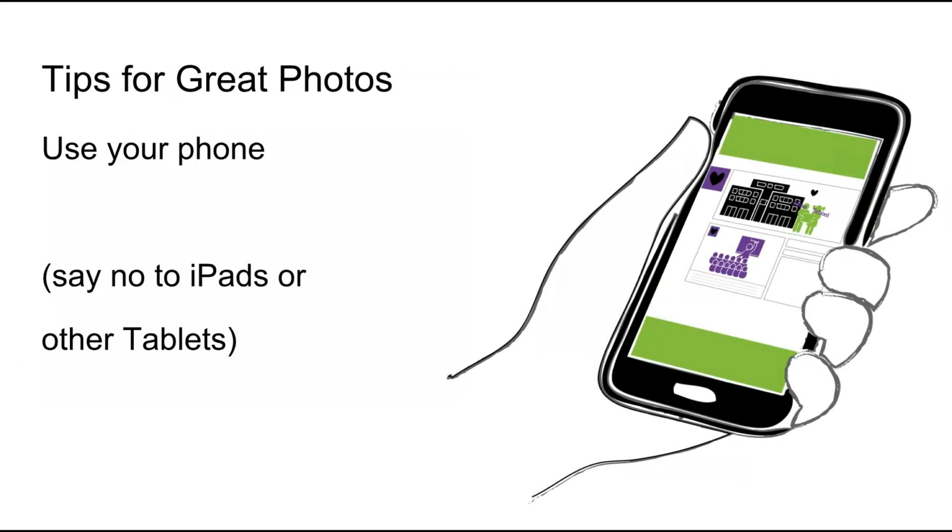So first of all, great photos. It starts with using your phone and saying no to iPads or tablets. If people are taking pictures with tablets because they have a tablet in their classroom, cameras and tablets are not as good as your phone. So you need to have them use their phone. Within your district, if you have teachers that say, well, I don't want to take pictures of kids on my own phone, you need to deal with that within your district. But with all the schools we serve, we ask people to take them with their phone.